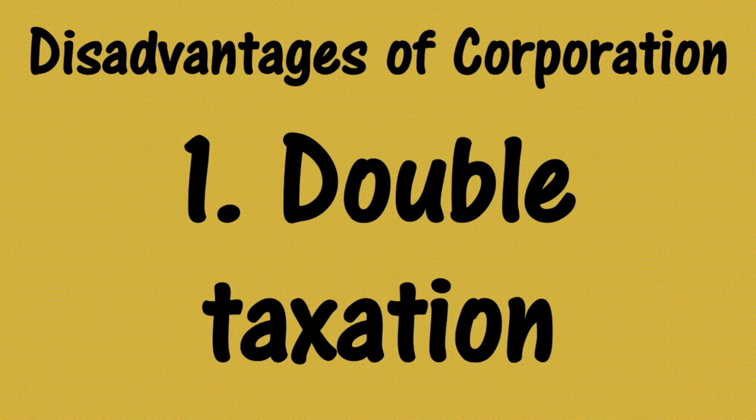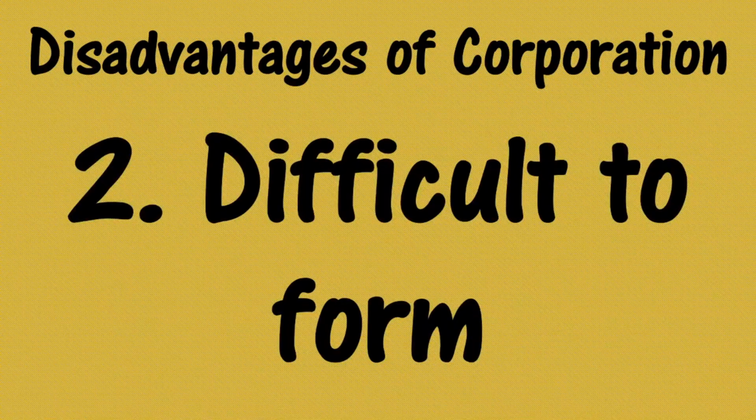Alright? Next, difficult to form. Corporations, guys, are more difficult to form as compared to other types of businesses. This is because corporations, guys, must comply with stricter rules as compared to other types of businesses. Similarly, there are several different stages that the initial owners of a corporation must go through to form a corporation. These stages may require a lot of legal formalities to be performed. Furthermore, promoting it can be difficult and time-consuming after forming a corporation. Overall, corporations are more difficult to establish and result in more cost for the initial owners.